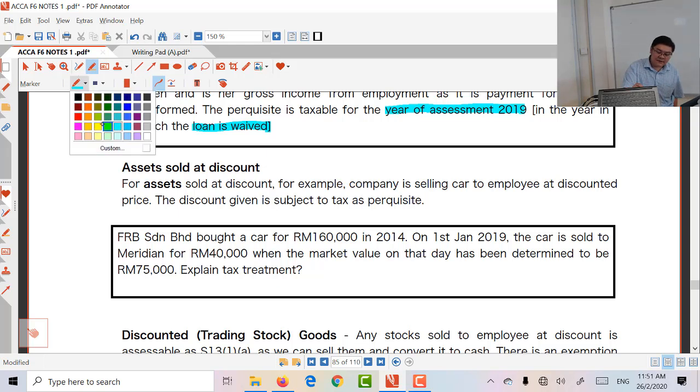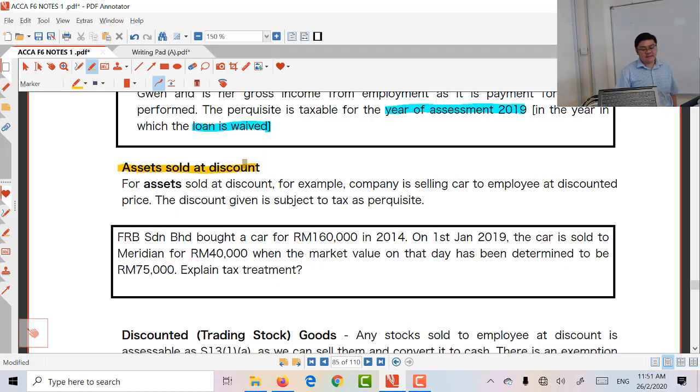Earlier before the break, we saw that a free gift or assets given to you is taxable. Now, if you don't get it as a free asset, but you get it at a discounted price, it's actually the same treatment. The asset sold to you at a discount, the value of the discount given is actually a perquisite, which is taxable. So it's quite clear. Again, example here, like FRB bought a car for 160,000. Now, on 1st Jan 2019, the car was sold to Meridian for 40K when the market value on that day was determined to be 75. So what do you do?